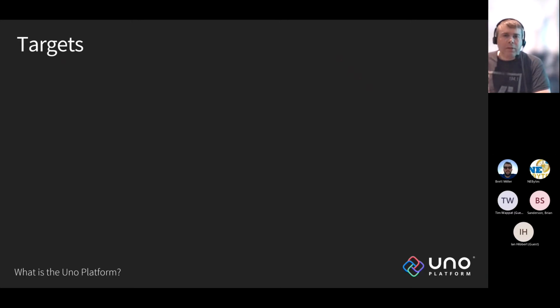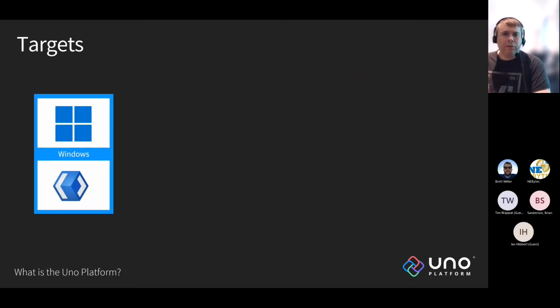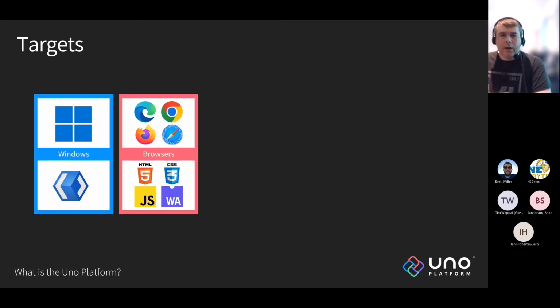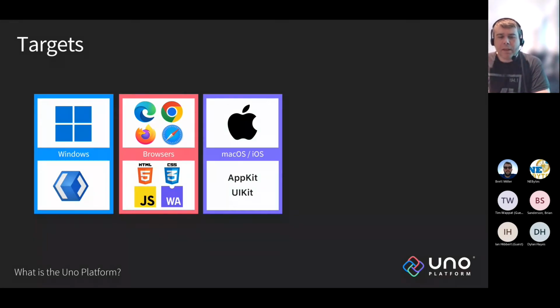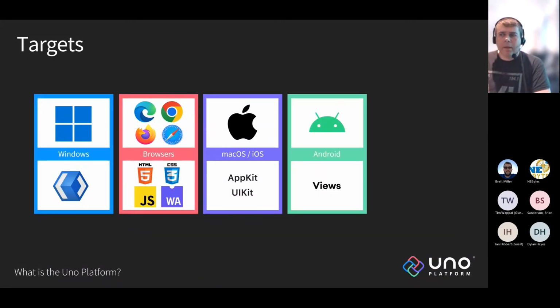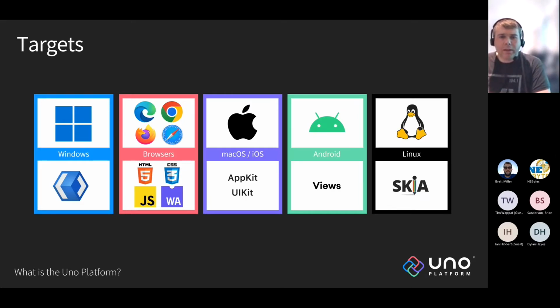Targets. You can target a few platforms with Uno platform itself. You can target Windows 10 or 11, and you can use WinUI. On modern browsers, that's Microsoft Edge, Google Chrome, Firefox, and Safari, that'll use HTML5, CSS3, JavaScript, and WebAssembly. You can also target macOS and iOS, and that'll use AppKit and UIKit. And you can target Android using Views. And finally, you can target Linux or even Tizen with Skia. And with Skia, with WPF, you can actually target Windows 7 if you want to.